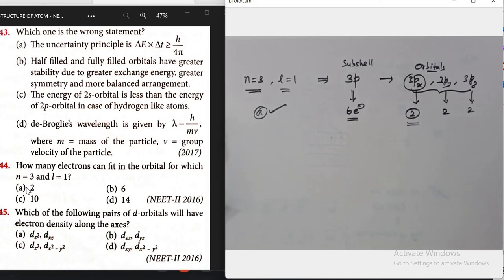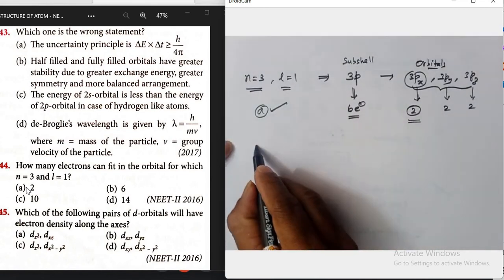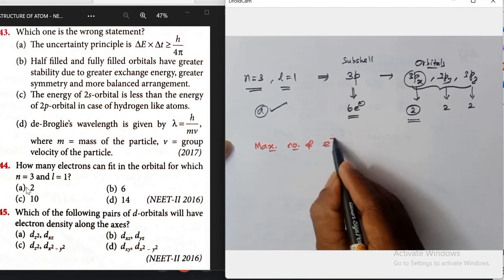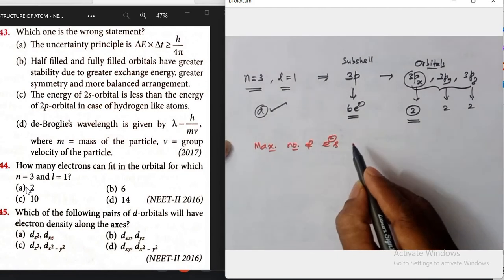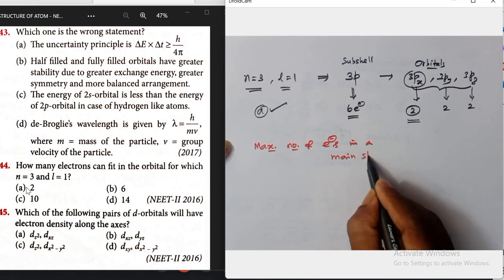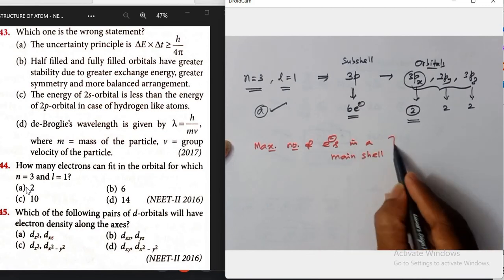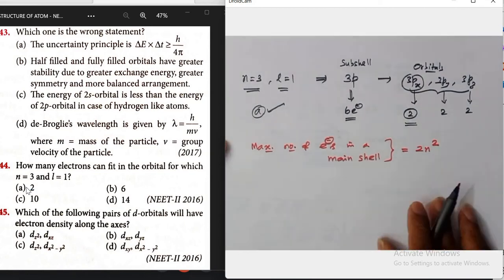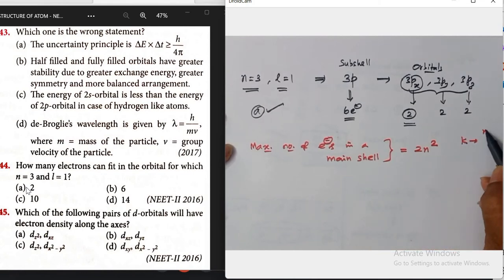And here, remember this formula. This is a very useful one. Maximum number of electrons in a main shell, K shell, L shell, M shell, like that, is equal to 2n square. For K shell, n value is 1. For L shell, n value is 2. For M shell, n value is 3. For N shell, n value is 4, like that.